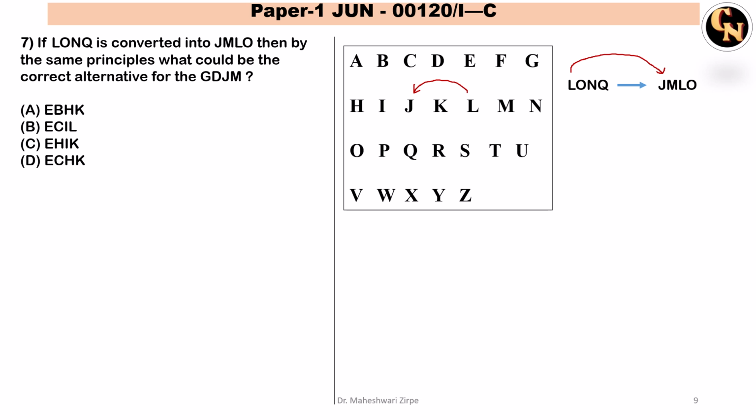Keeping a gap of one letter, it is behind. Then O and M, what is the difference between O and M? It is the same, one letter behind. Okay, so O and M. That means it is N and L.